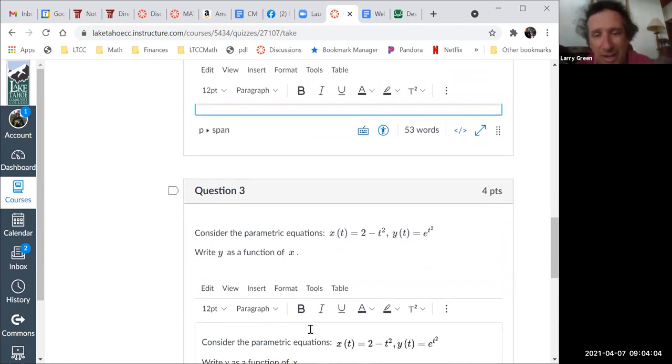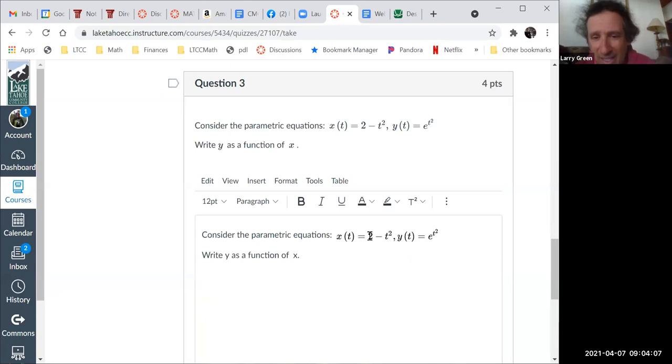So consider parametric equations. x of t is 2 minus t squared, and y of t is equal to t squared. Right, y is a function of x. Okay, so you'll notice that we have t squared in both of these. So what I'm going to do is solve for t squared. And I'm going to use kind of calculator notation. It's a pain to show you and have the new screen show up with Zoom. So hopefully you're okay with the little caret thing for powers. So we know x is equal to 2 minus t squared.